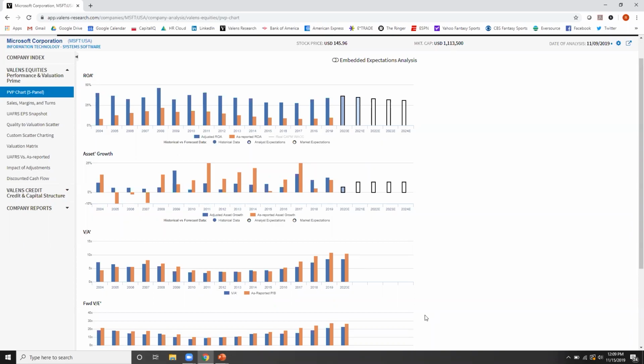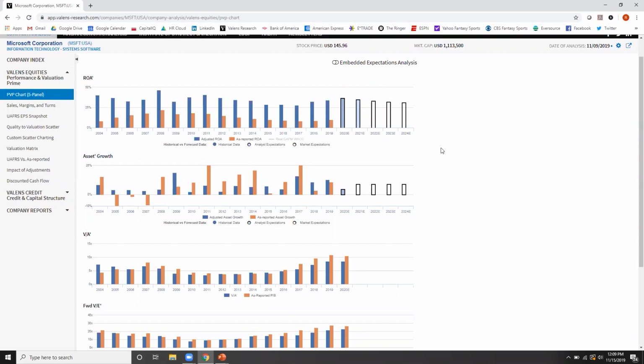Now looking here, what's really important is if we look, you see these orange bars, and you can also see these blue bars. The orange bars are the distorted as reported accounting metrics for this company, Microsoft, while the blue bars are what the actual returns are of a business once we make the uniform accounting adjustments that we make to remove the accounting noise.